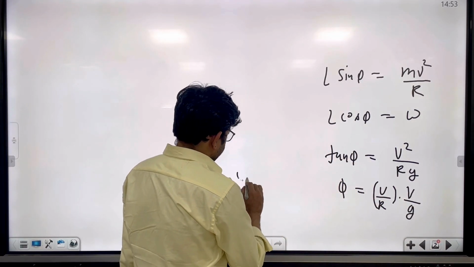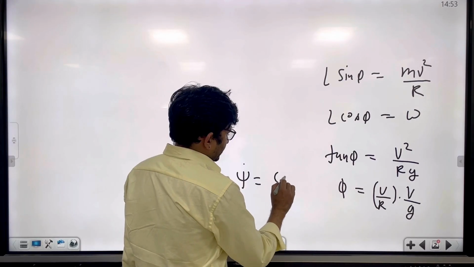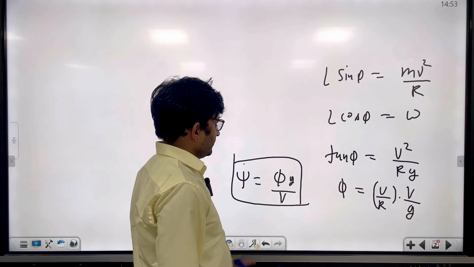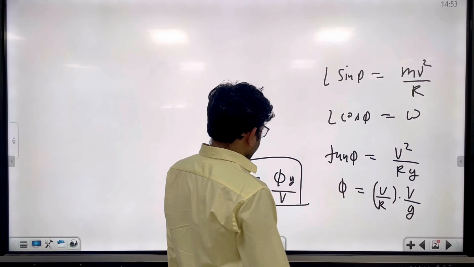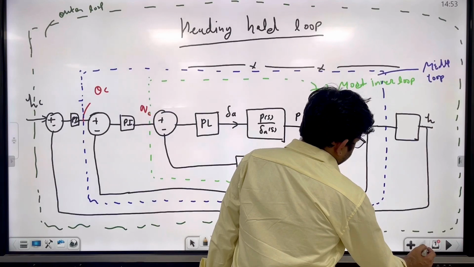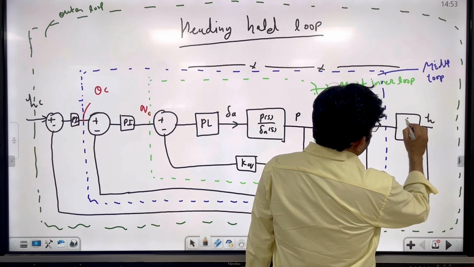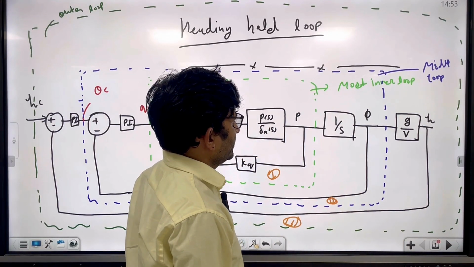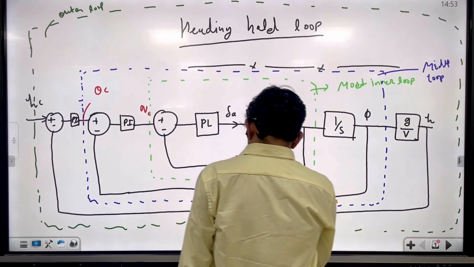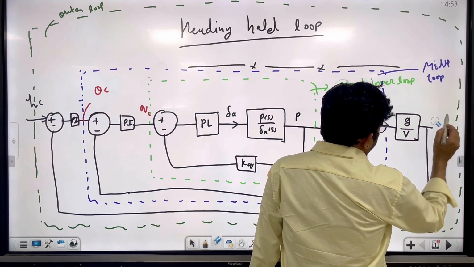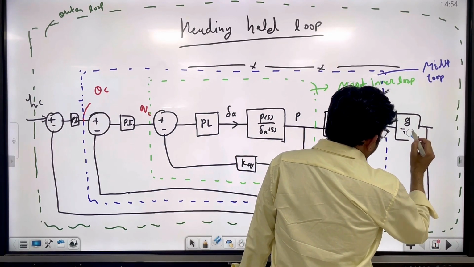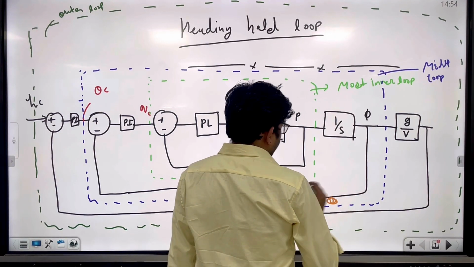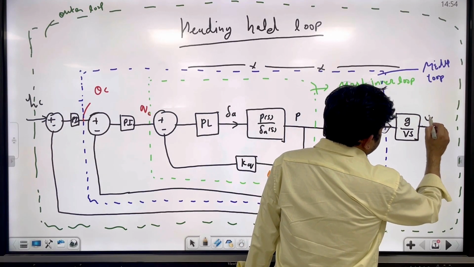So v by r you can write as psi dot, and then psi dot equals phi g by v. So in phi, if you multiply by g and divide by v, you will get psi dot. So g divided by v. You will get psi dot, and once you have psi dot you may integrate, by just putting the s here, you will get psi.